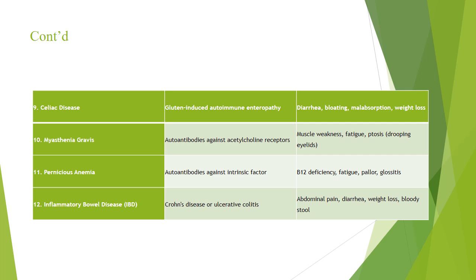Also, we have pernicious anemia, which is caused by autoantibodies against intrinsic factor, which can cause B12 deficiency, fatigue, and gastritis. The last one is inflammatory bowel disease, which is caused by Crohn's disease or ulcerative colitis. The clinical manifestations are abdominal pain, diarrhea, weight loss, and blood in stool.